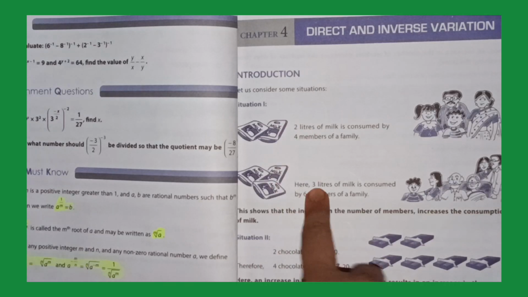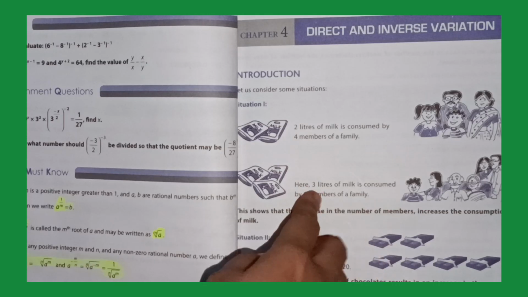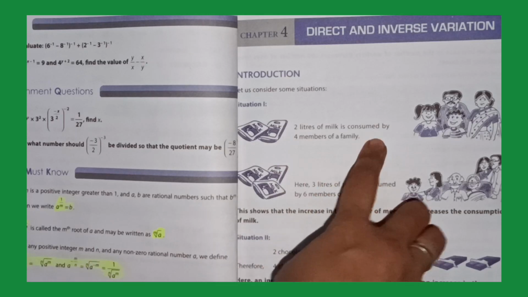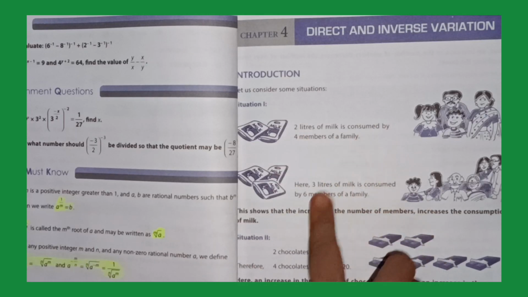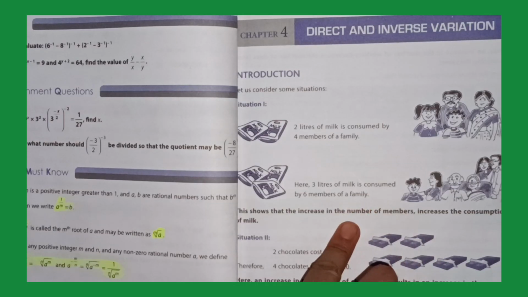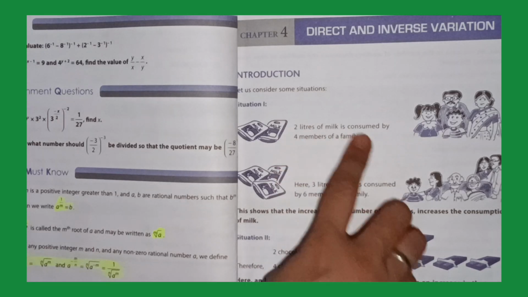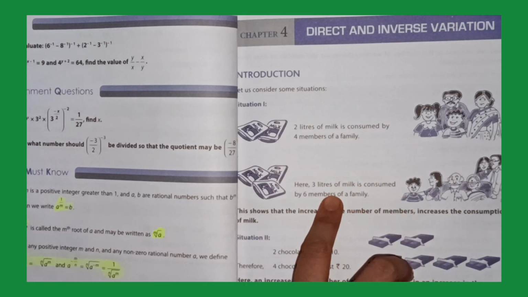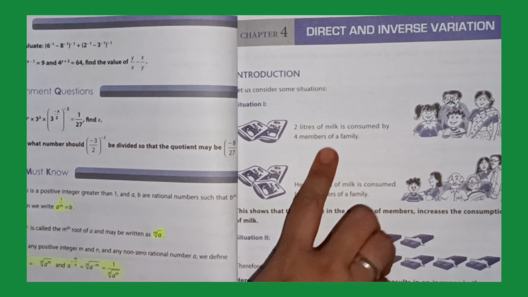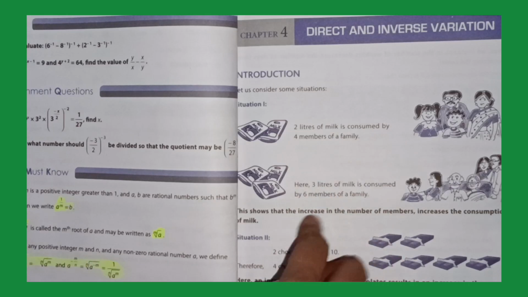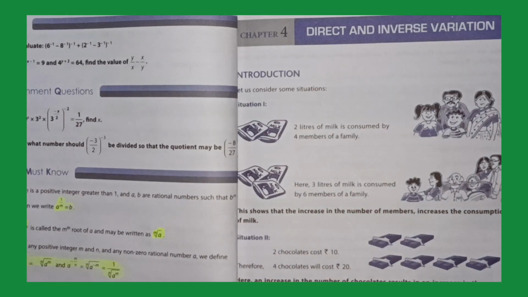Here there is an increment in the milk, 2 liters and here 3 liters. And here 4 members of a family, here 6 members of a family, so there is also an increase in the number of members. An increase in one quantity and also an increase in the other quantity. So it is an example of direct variation.